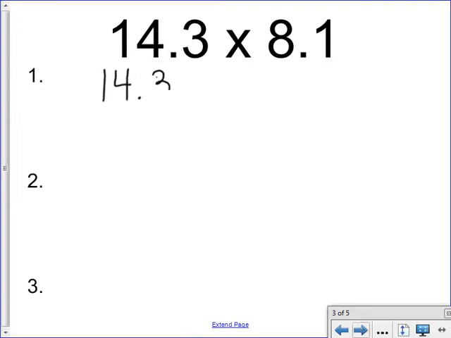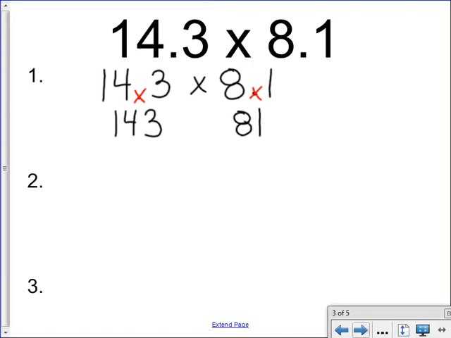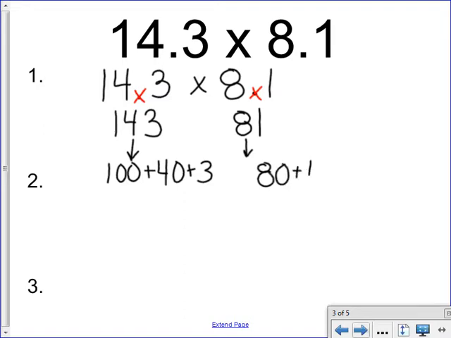For our last problem, we have 14.3 times 8.1. And we want to ignore that decimal place once again. So now that gives me 143 times 81. Now this one's a little bit different to write out in expanded form because now we have 100 as well. So we write it out as 100 plus 40 plus 3, and 81 just stays 80 plus 1.